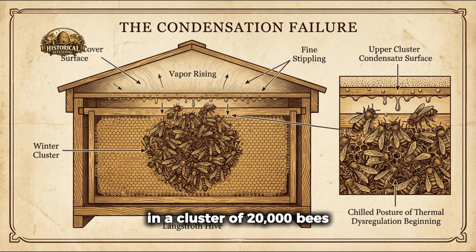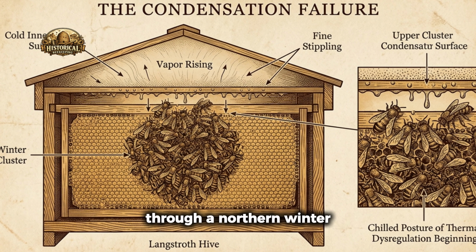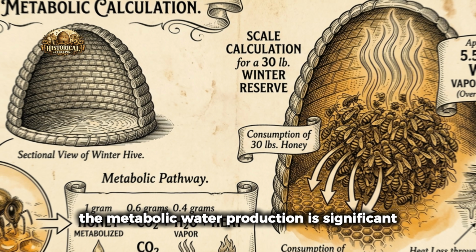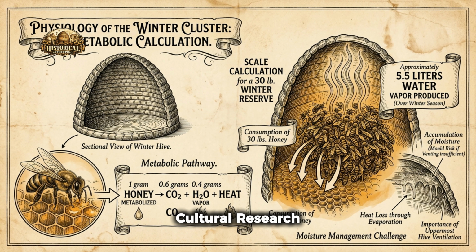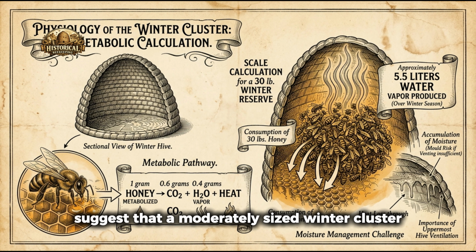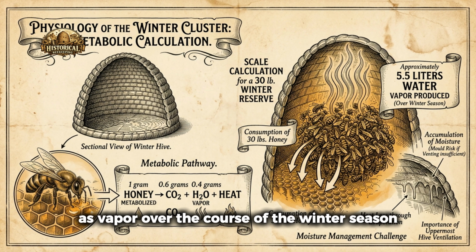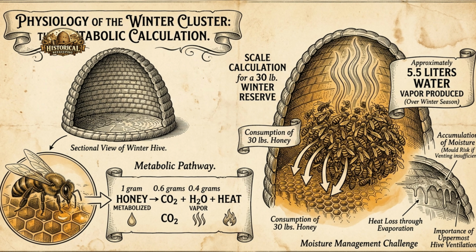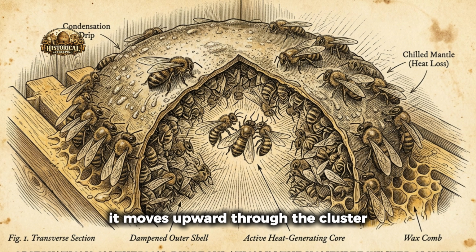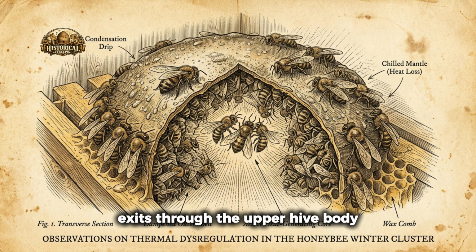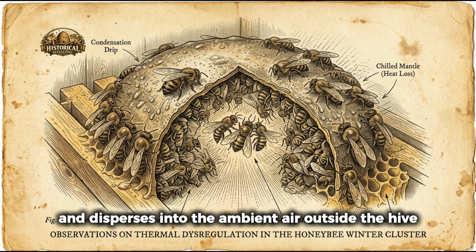In a cluster of 20,000 bees consuming approximately 30 pounds of honey through a northern winter, the metabolic water production is significant. Estimates from mid-20th century apicultural research suggest that a moderately sized winter cluster produces between 3 and 6 liters of water as vapor over the course of the winter season. That vapor has to go somewhere. In a well-ventilated hive, it moves upward through the cluster, exits through the upper hive body, and disperses into the ambient air outside the hive.